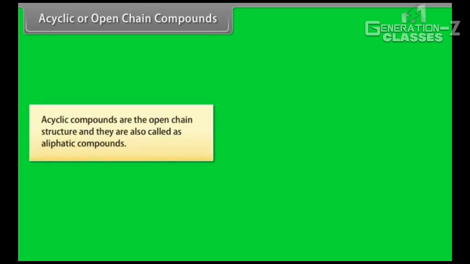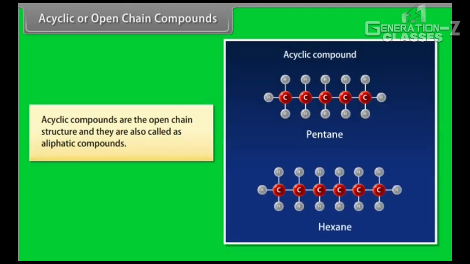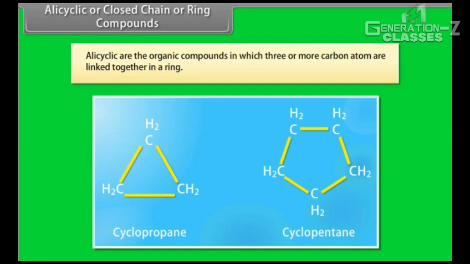Acyclic or open-chain compounds. Acyclic compounds are the open-chain structures, and they are also called aliphatic compounds. Alicyclic or closed-chain or ring compounds. Alicyclic compounds are the organic compounds in which 3 or more carbon atoms are linked together in a ring.